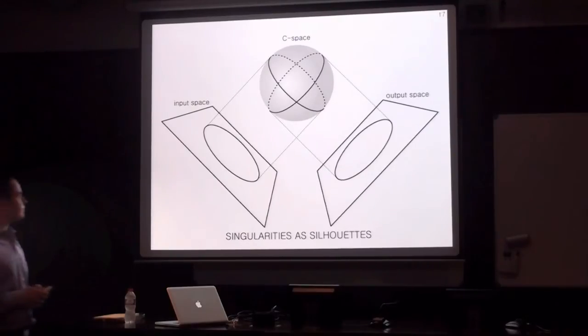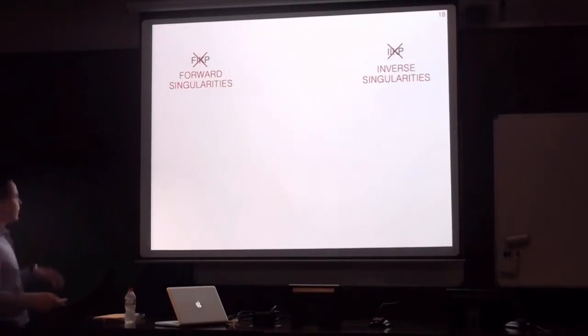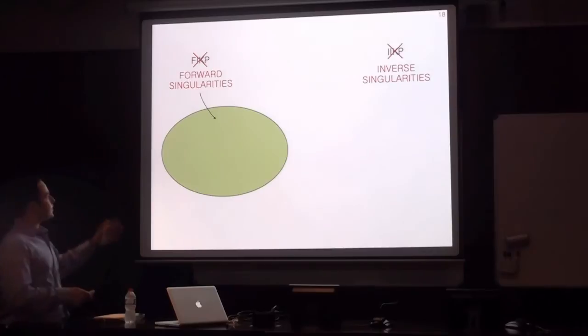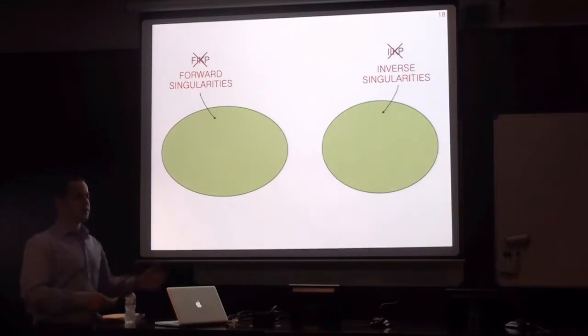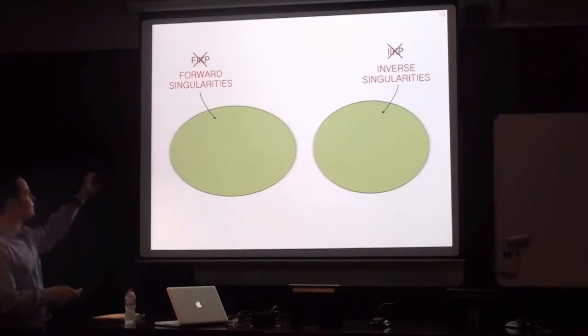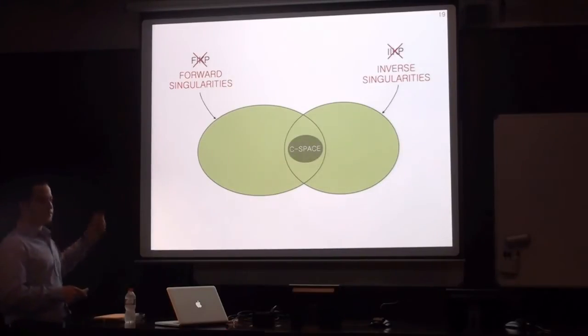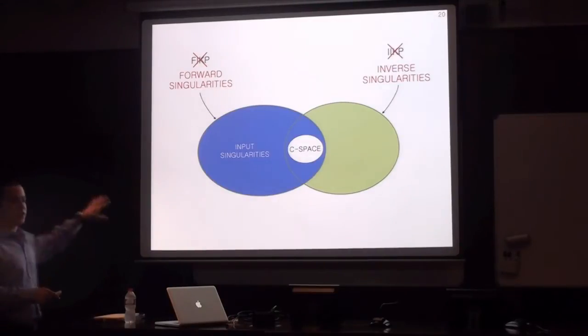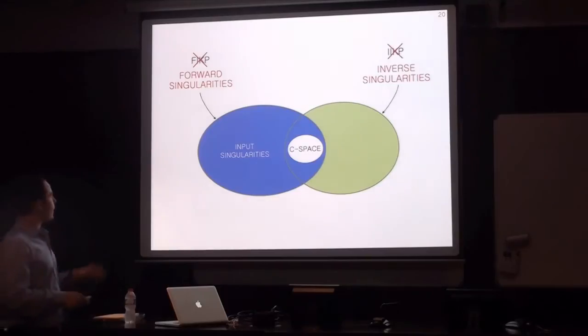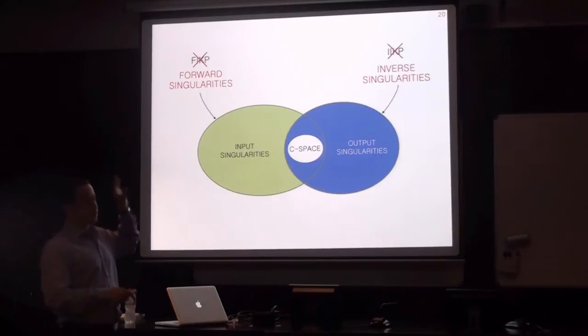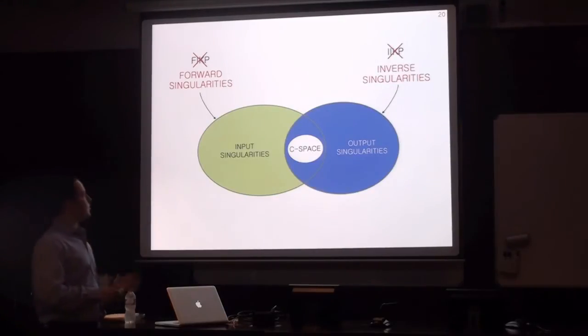of a manipulator. So to summarize, we have two main types of singularities: the set of forward singularities and the set of inverse singularities. And these two sets can intersect, in fact. The configuration space singularities lie at the intersection of these two sets. And then the input singularities are those forward singularities which are not C-space singularities. And the output singularities are those inverse singularities which are not C-space singularities.